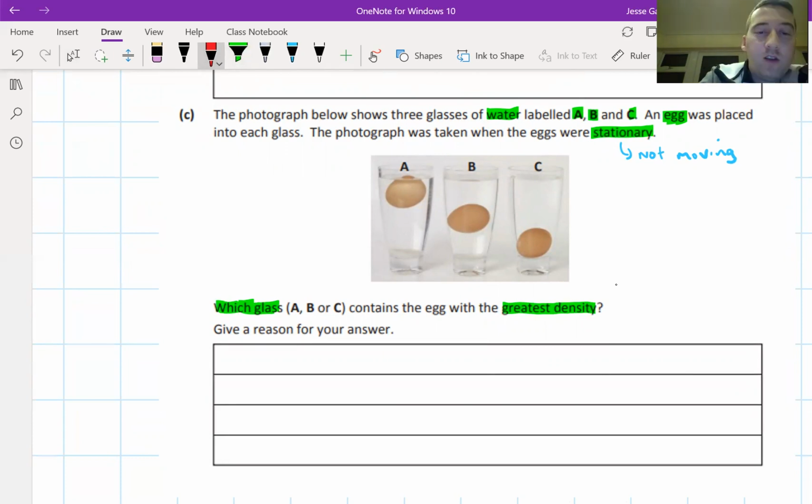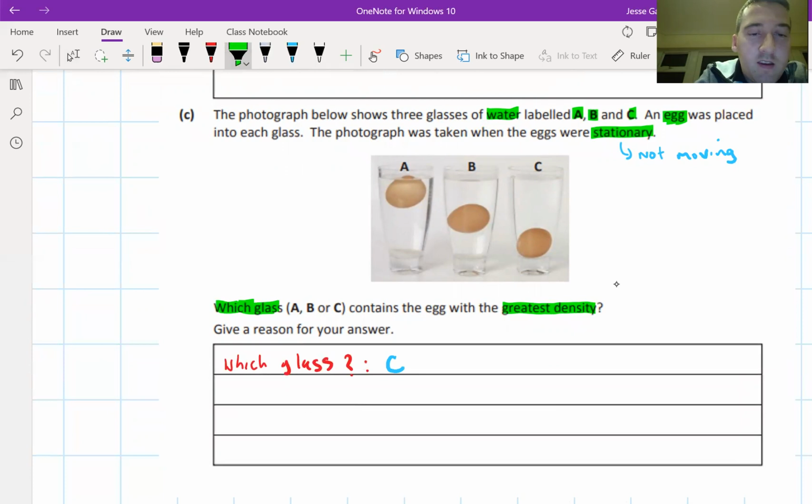So what I want you to do is write down in red which glass. Pause the video, write down which glass you think. Okay, hopefully you said glass C. So glass C has the egg with the greatest density.